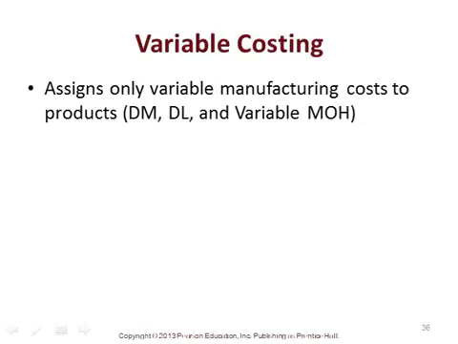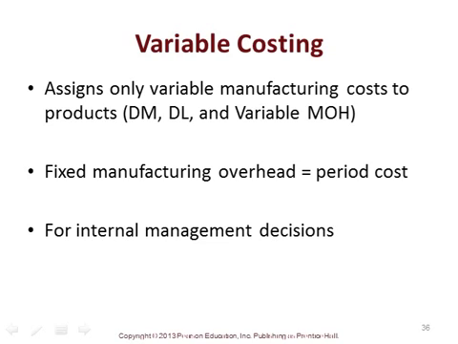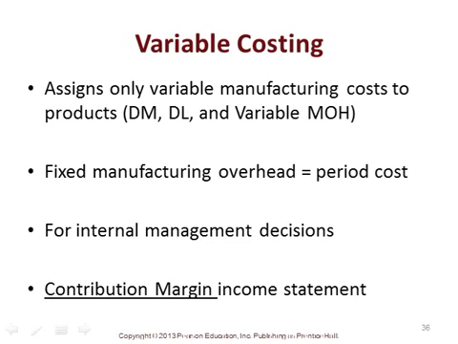So this we compare to variable costing, and as we said, variable costing assigns only variable manufacturing cost to products. So with variable costing, we're simply assigning direct material, direct labor, and variable manufacturing overhead to our product cost. We treat fixed manufacturing overhead as a period cost, and it gets expensed completely in the current period. We usually use this for management decision making, and we don't have that traditional income statement. We use a contribution margin income statement.